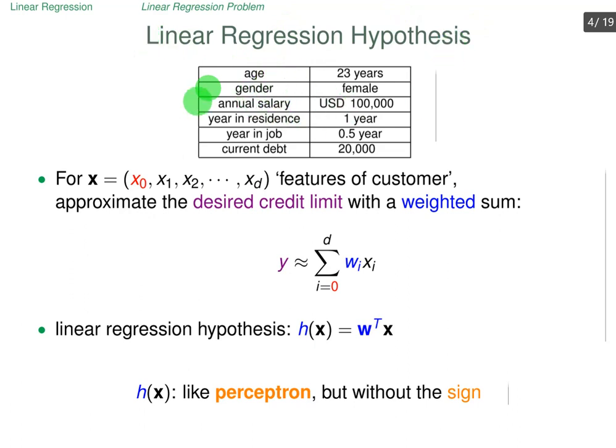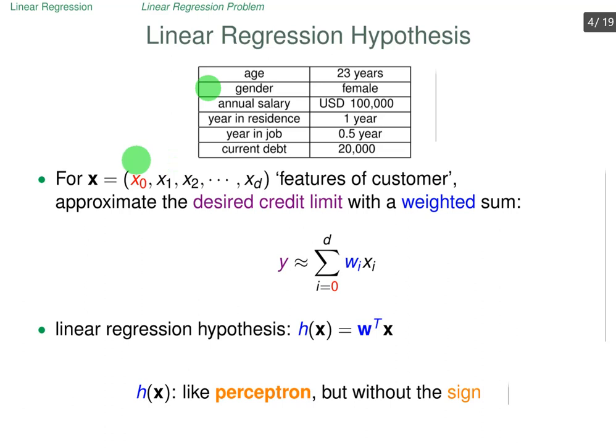For that, we consider the following information from one possible applicant applying for a credit card with the following attributes. We have age, gender, annual salary, years in residence, years in job, and current debt. What we do next is take these features and form a vector that contains the features of a customer. x1 could correspond to age, x2 to gender, x3 to salary, x4 years in residence, x5 years in job, x6 current debt, and any other additional features of the applicant can be used in forming the feature vector. And here x0 is the artificial coordinate that we introduced for our convenience, which is coupled with w0, right?